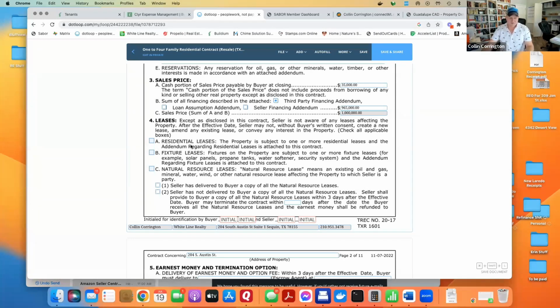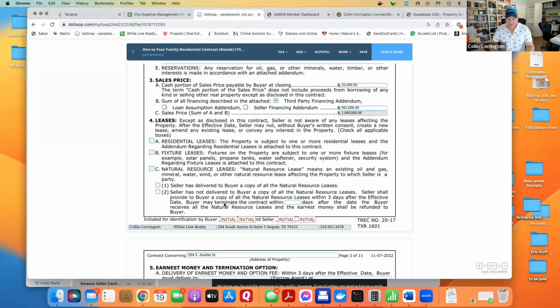Same thing with fixtures. So residential leases, that's somebody renting the property. Fixture leases, guys, fixtures are things that are attached to the property. Where this becomes most prevalent nowadays is with solar panels. Are you making a payment on the solar panels? Are you making a payment on a water softener or a security system?